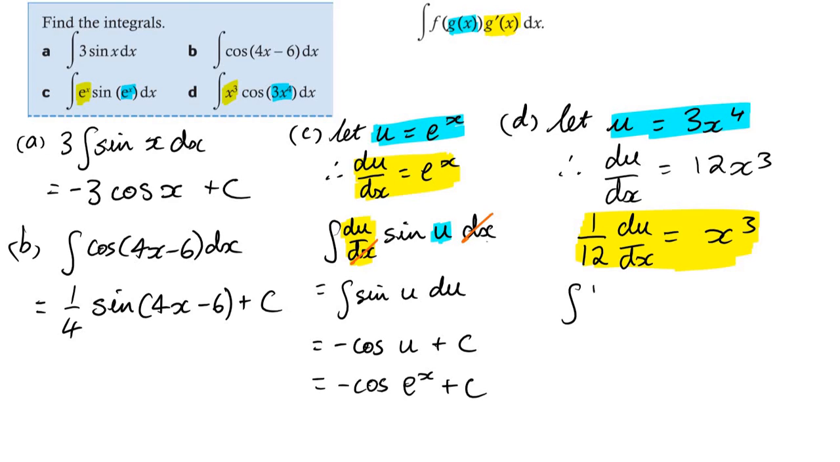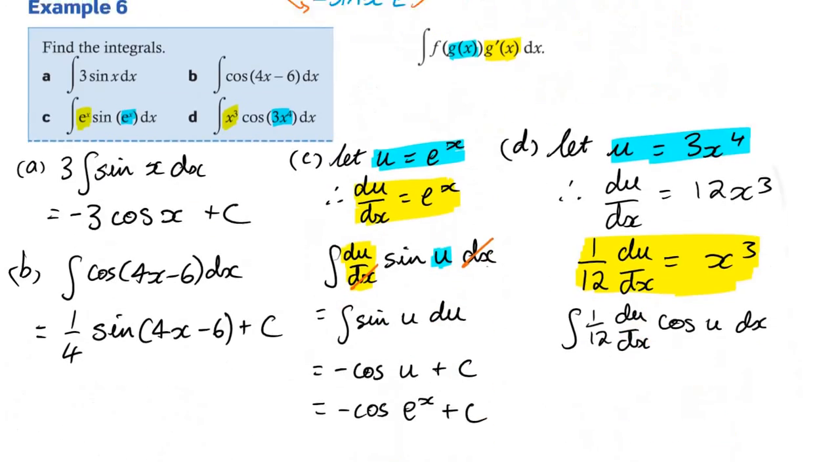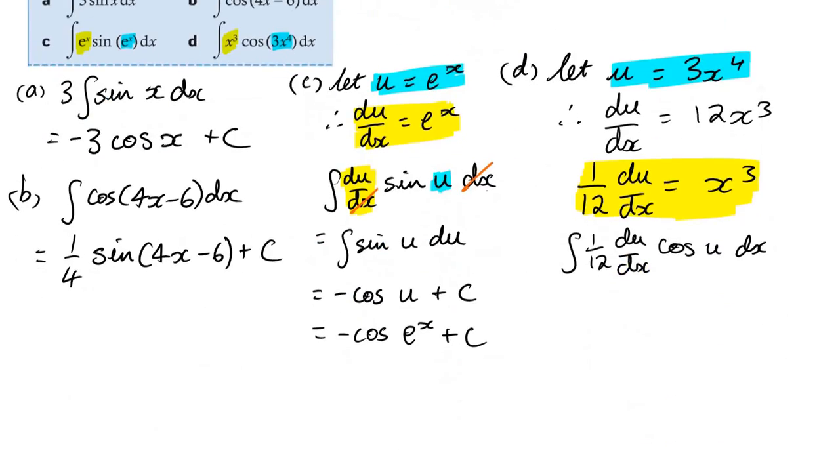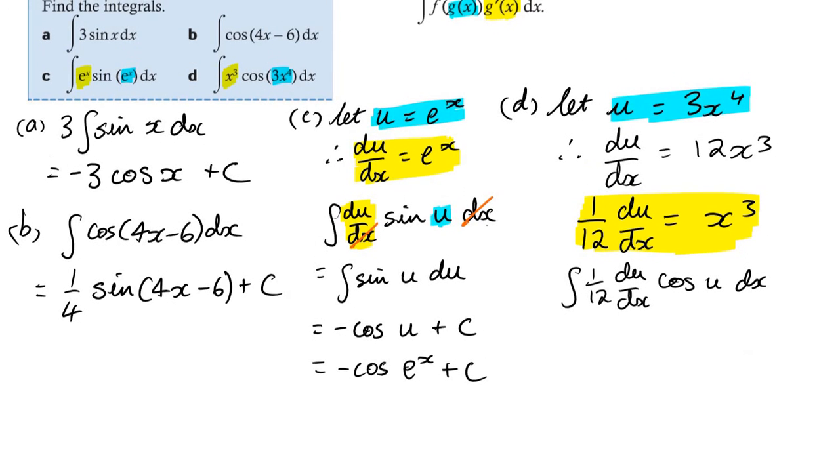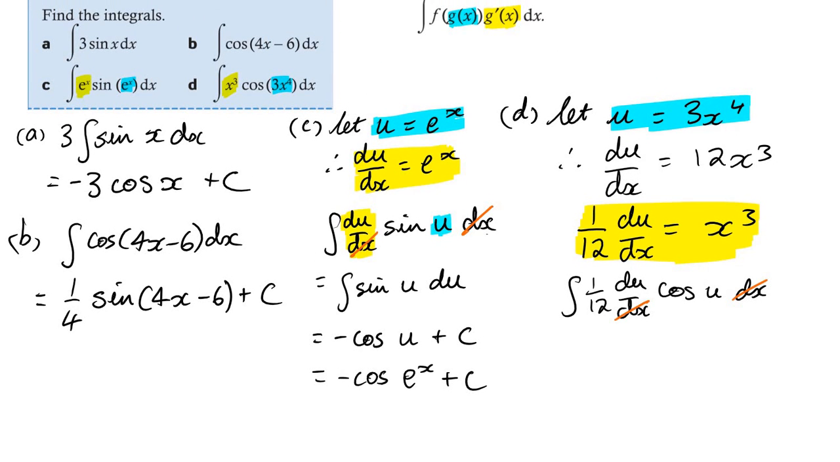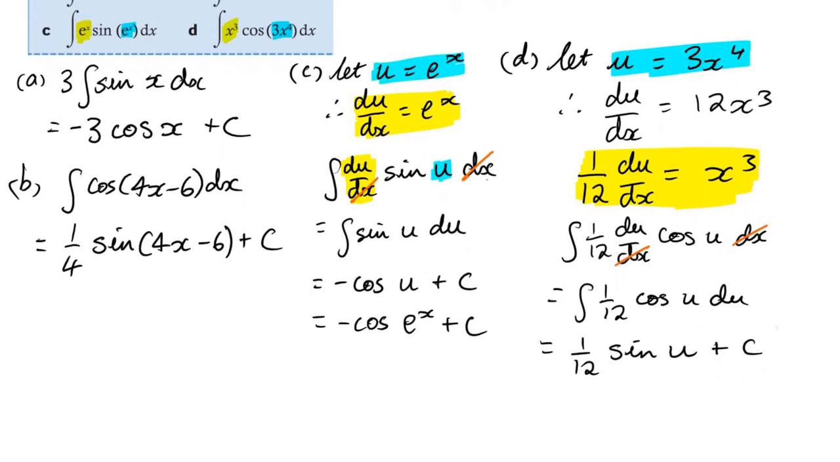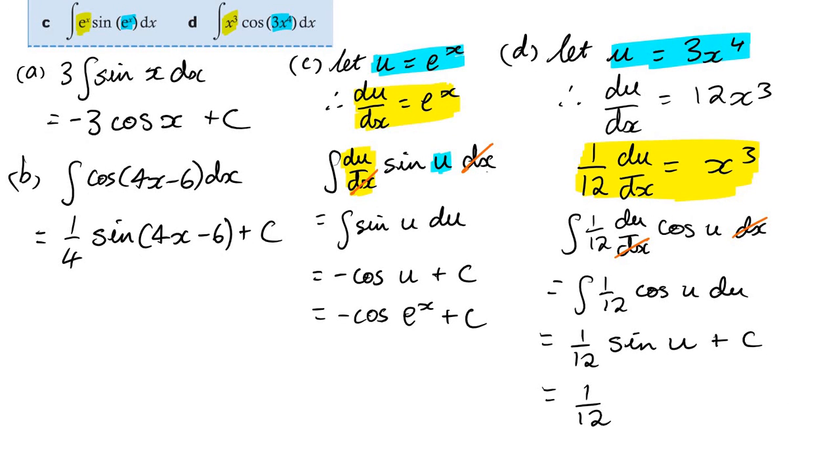So we've got the integral of 1/12 du dx cos of u dx. So we're integrating cos. Remember, that's going to give us positive sine. So they're going to cancel, and we're going to be left with the integral of 1/12 of cos of u du, just rearranging it, which is 1/12 sine of u plus c, and we substitute back in for u.